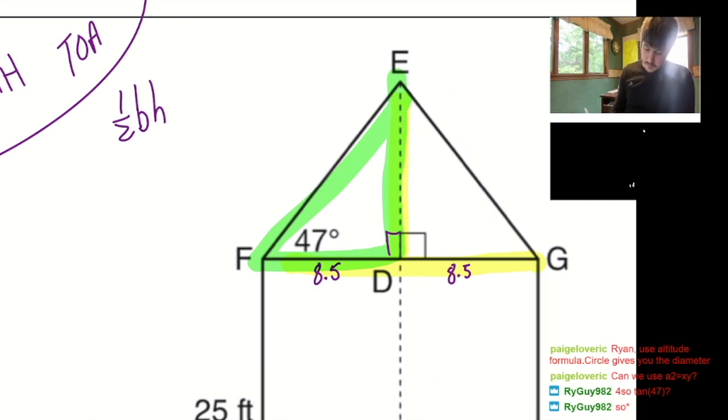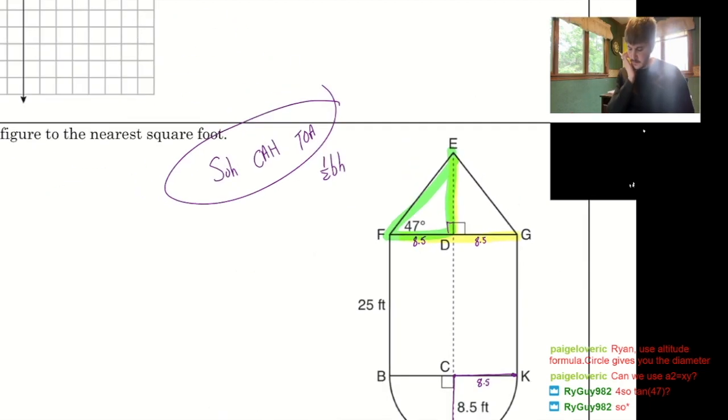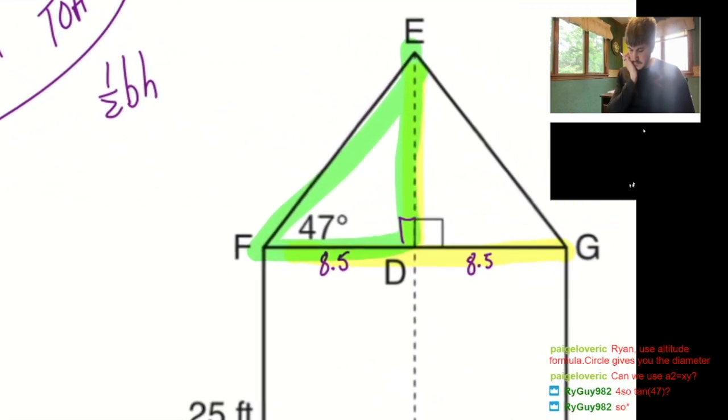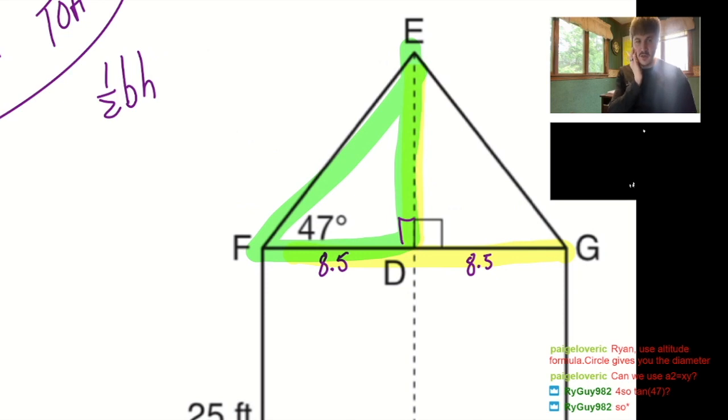Because this has to... actually, do we know it's isosceles? Trying to think if we know this is isosceles. Yes, we do, because we know these angles are congruent because we have the two 90-degree angles. So this actually is an isosceles triangle. 47 plus 47 is 94. Angle E, the entire angle, is 86. Therefore, a squared equals x times y does not work for this question.